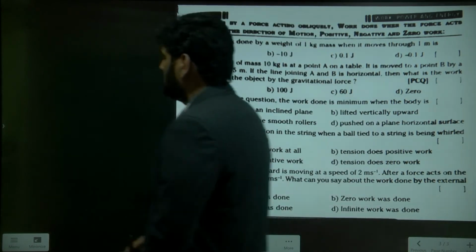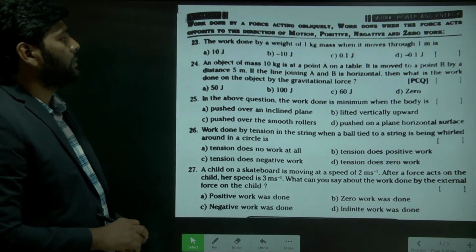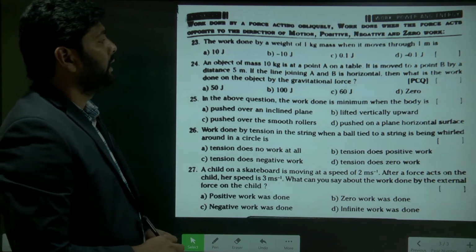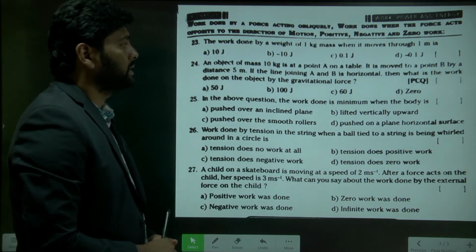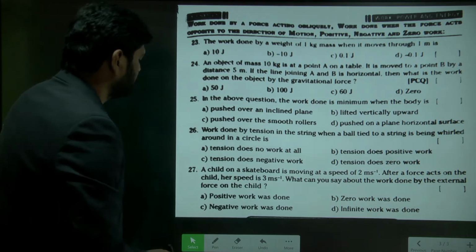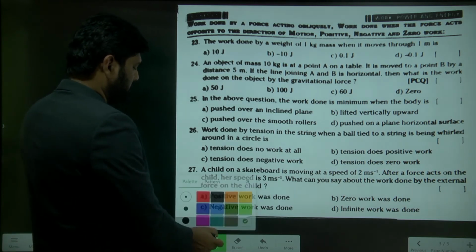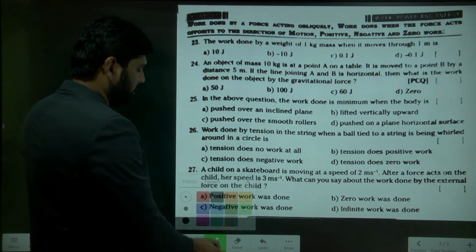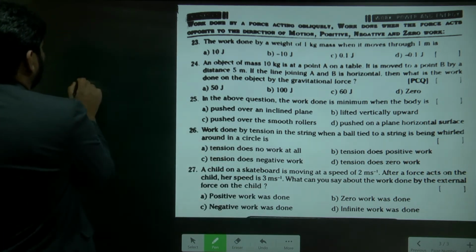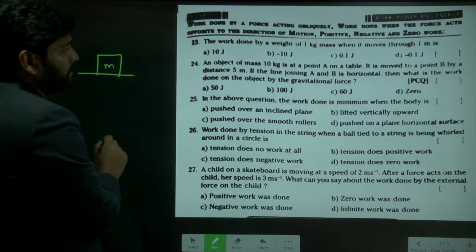The one more question, I'll read it now. The work done by the weight of a 1 kg mass when it moves through 1 meter is. So he is asking work done by weight. So you can draw the free body diagram so that you will get the answer. See here, let us draw the free body diagram. This is a mass of 1 kg.